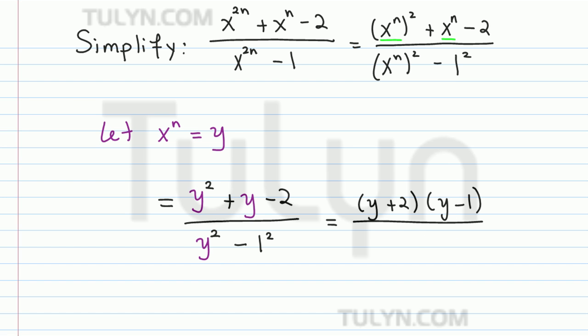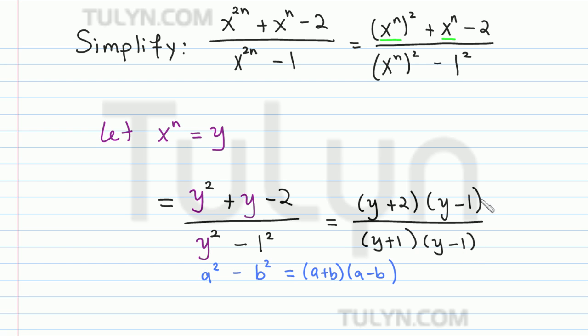And then the denominator looks like a difference of squares, right? a squared minus b squared, which is equal to (a + b) times (a - b). In this case, a is y and b is 1. So we want a plus b, so y plus 1, times a minus b, which is y minus 1.